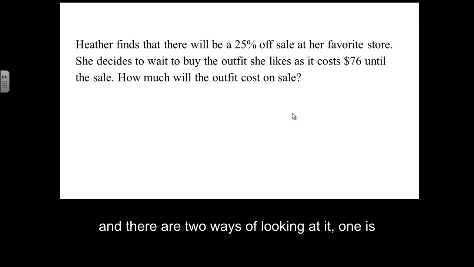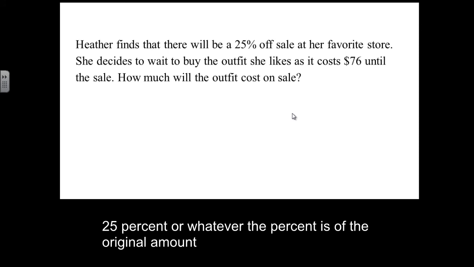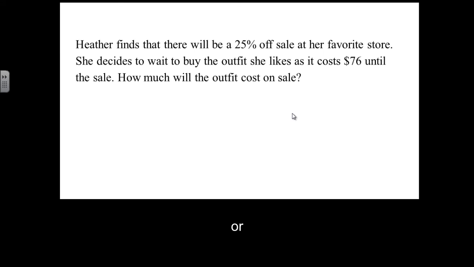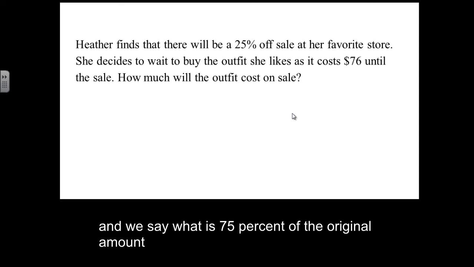Now there are two ways of looking at it. One is, what is 25% of $76? What is 25%, or whatever the percent is, of the original amount? That amount is then taken from the original. Or, if it's 25% off, that means there's still 75% that must be paid. Let me say, what is 75% of the original amount?